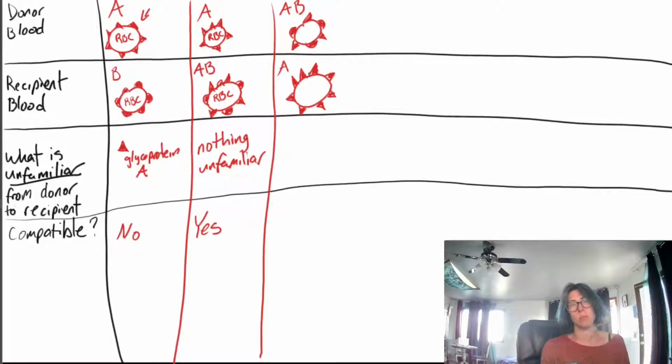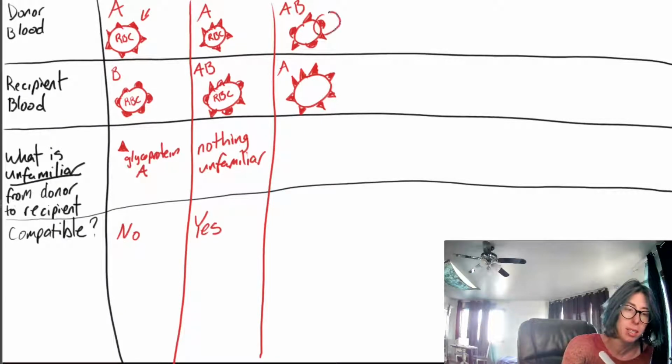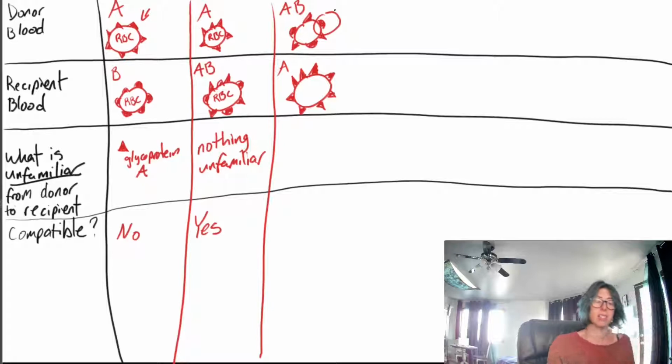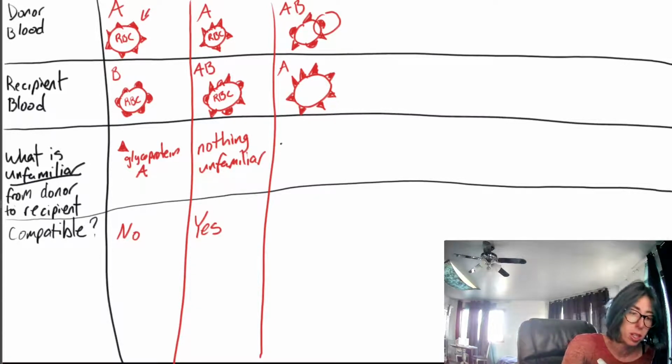Glycoprotein A is familiar. But the donor also has glycoprotein B. And does the recipient have glycoprotein B in their blood? No. So the recipient's immune system has not been trained to accept glycoprotein B because the recipient has never seen glycoprotein B before this blood transfusion. Glycoprotein B is foreign. It looks like a pathogen to the recipient's immune system. So what's unfamiliar? This one. This rounded one.